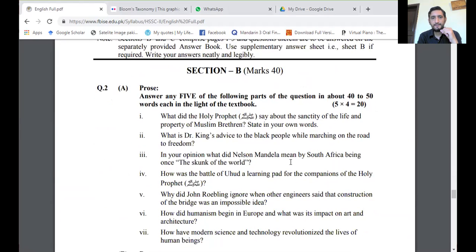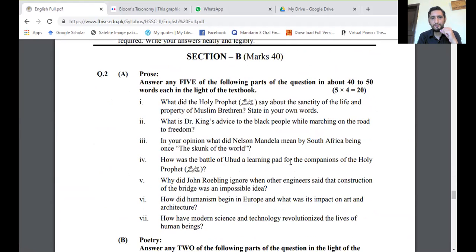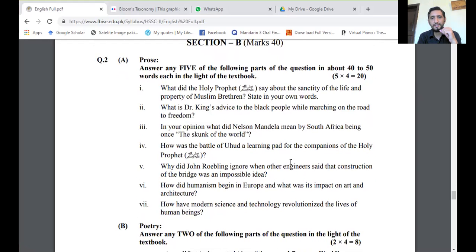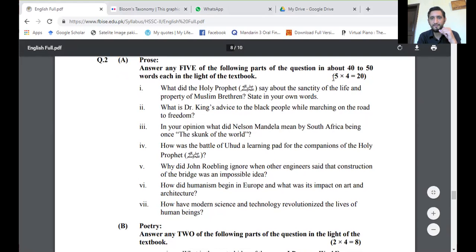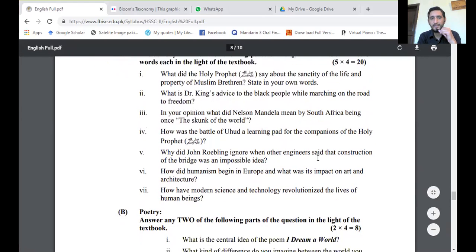Now comes the second part, or section B. Answer any 5 of the following questions in about 40 to 50 words each in the light of the textbook. There are 7 questions given. Out of these, you have to attempt 5 questions. So choice of 2 questions, and 5 into 4, 20 marks for this part.